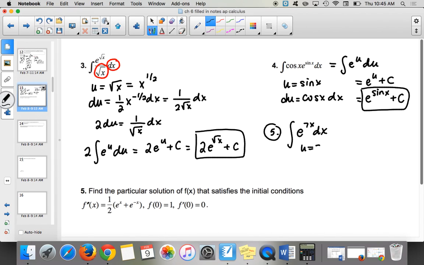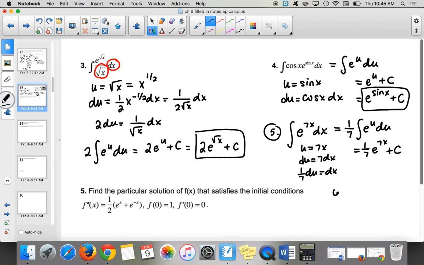Do you see where that comes from? Because if I did do a u substitution, I would get du is equal to 7 dx. So I'd have 1/7 du equals dx. So I'd replace, and I'd have a 1/7 that I gained, and then e to the u du. So when I integrate, I get 1/7 e to the u plus c. So 1/7 e to the 7x plus c. Okay, do you guys see it?